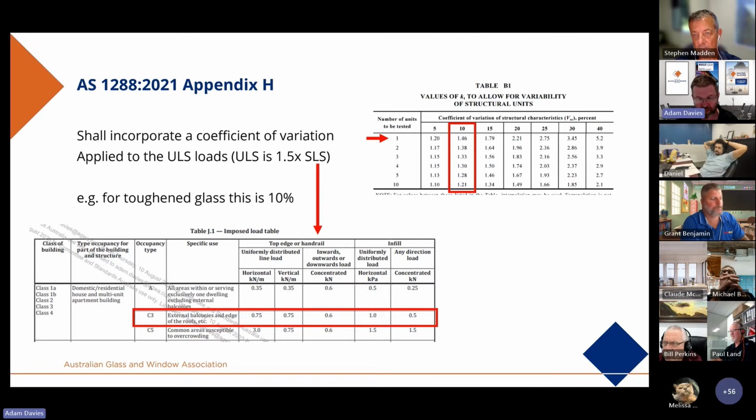Now, the reason this is in place is that sample or prototype testing sometimes is not fully representative of what would be out in the field, because you could be lucky and test an inherently very strong version, or it could be weak.